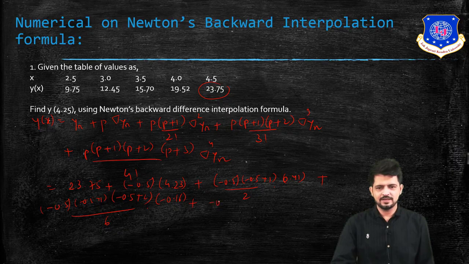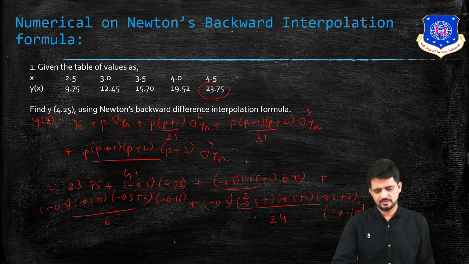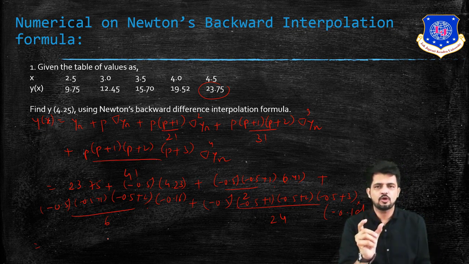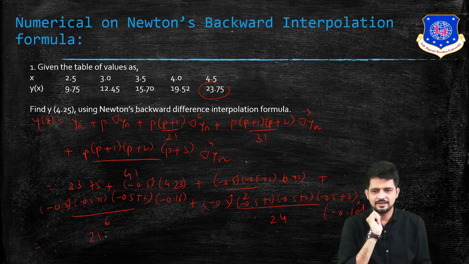And then we have to place the value again: minus 0.5, minus 0.5 plus 1, minus 0.5 plus 2, minus 0.5 plus 3 upon 4 factorial, which is 24, multiplied by the last value, that is minus 0.18. Solve this whole in a single step by using proper brackets in the calculator. If you use proper brackets, then it can be solved in a single step. After solving it, you will get the answer as 21.60.